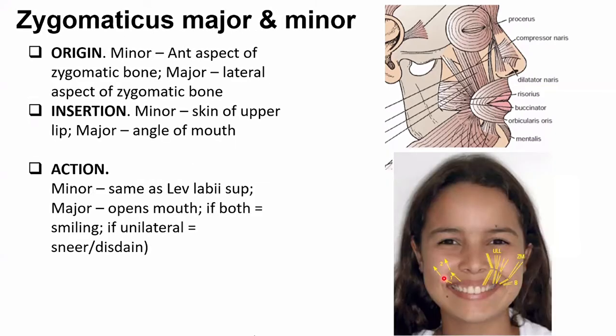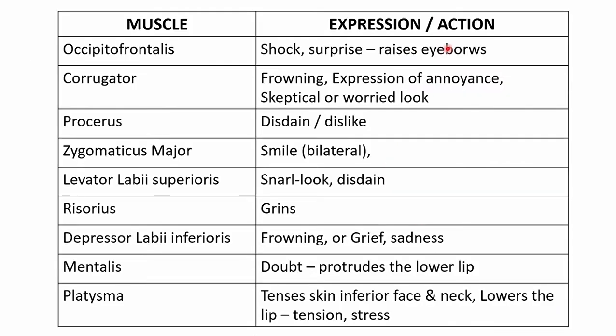Zygomaticus major and minor. This is the minor and the major one. Generally, they are the muscles of smile. Most importantly, the zygomaticus major. That's a muscle of smile, the smiling muscle. It should act, syempre, bilaterally. But if you act only one-sided, I guess hindi na smile yan. Baka sa iba. But it is also interpreted as a disdain or sneer if you smile unilaterally. So the muscles of expression here for the occipitofrontalis, it's like a surprise. It raises your eyebrow. In corrugator, it's frowning, and so on.